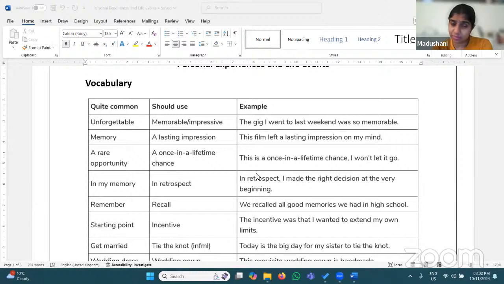So unforgettable වෙනුවට we can use memorable or impressive. So we can replace. Unforgettable. So we can say memorable or impressive. So as you all can see, there's an example. The gig I went to last weekend was so memorable. Oh, the party I went to last weekend was so memorable. The journey, that trip, that time I spent with my family last weekend was so impressive. So unforgettable. Example like a කැමති නම් විතරක් note කරගන්න.